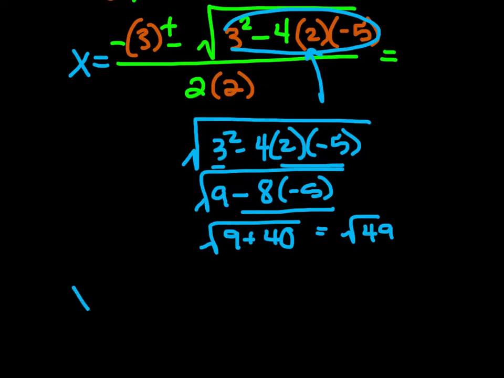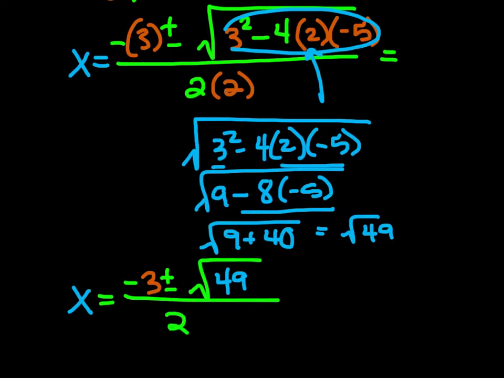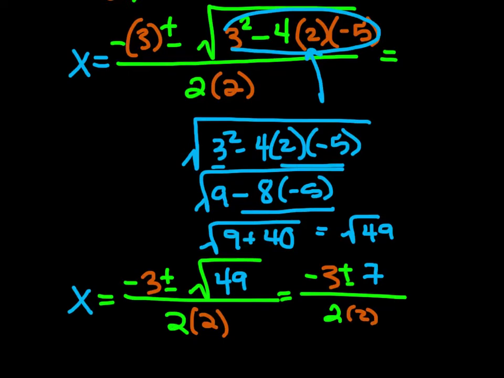Now I'm going to rewrite this. I have x is equal to -3 plus or minus the square root of 49, all divided by 2 times 2. The next thing I'm going to do is take that square root of 49. So I then have -3 plus or minus the square root of 49, which is 7, divided by 2 times 2. Now let's continue.